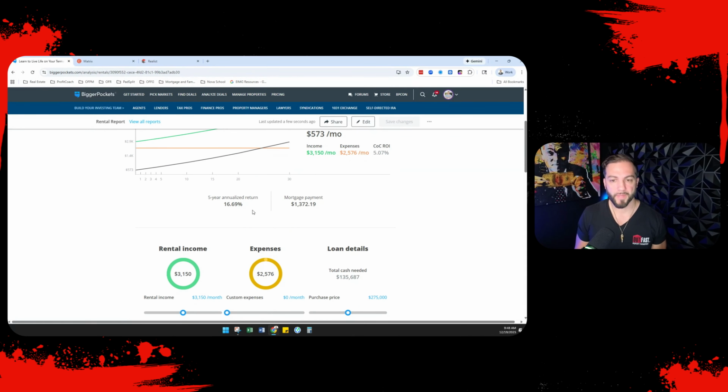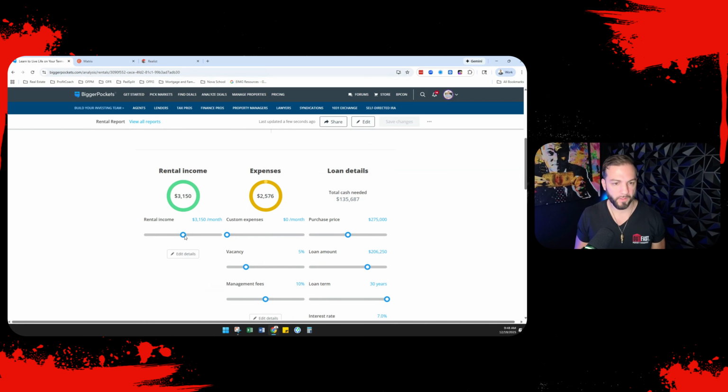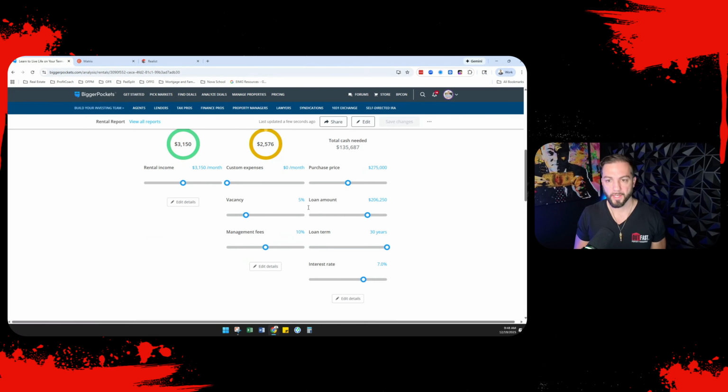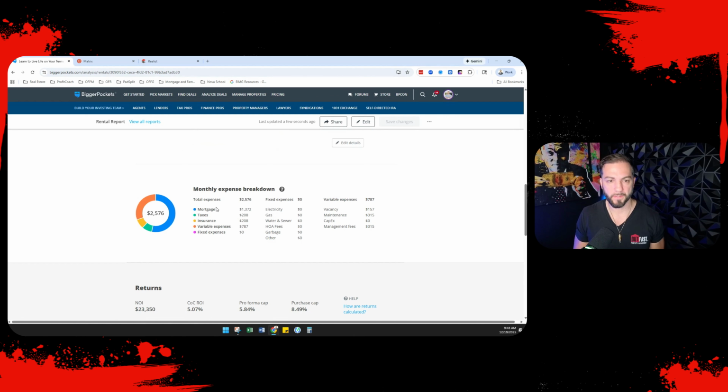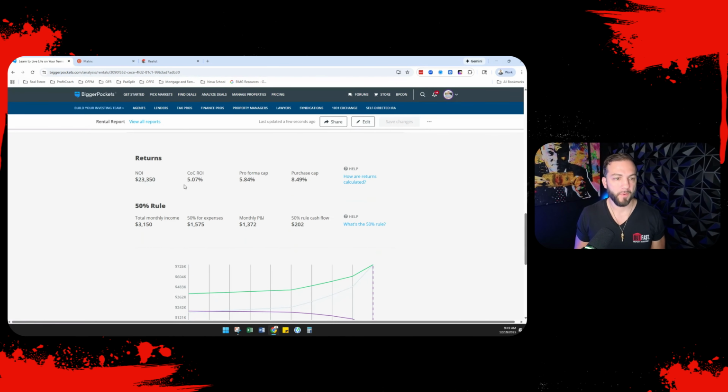So annualized return, mortgage payment, rental income, you can sort of play with all this stuff, but it's going to give us a breakdown of a few things here. So you have your mortgage, taxes, insurance, total expenses, 2576, variable expenses, vacancy, maintenance, whatever, right? So net operating income, cash on cash, pro forma cap rate's only 6%. It's hard to say. If the property was in a really nice area, you could have a low cap rate. But for me, based on this area, you're going to want this to be 6, 7, 8, 9% or something like that.